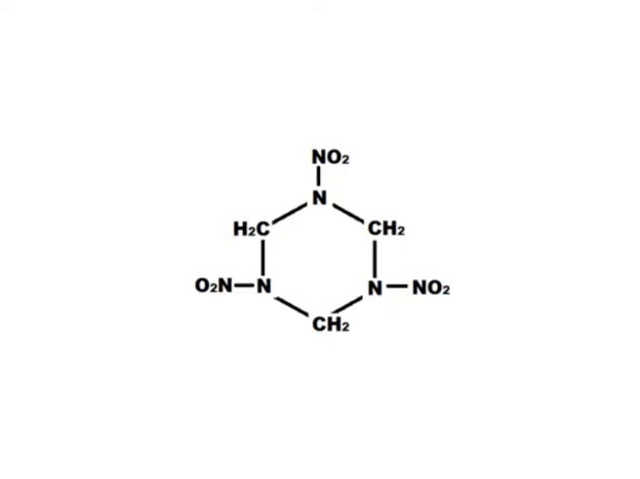RDX is a white solid melting at 204 degrees centigrade. It was originally discovered by Henning in 1899. It achieved military significance in the course of the Second World War owing to its lower sensitiveness than PETN. It is stable both chemically and thermally.